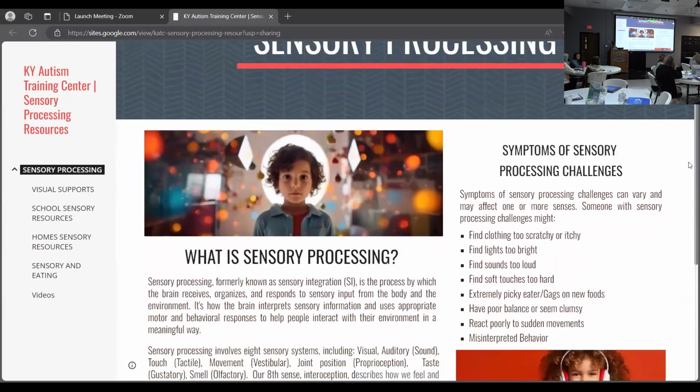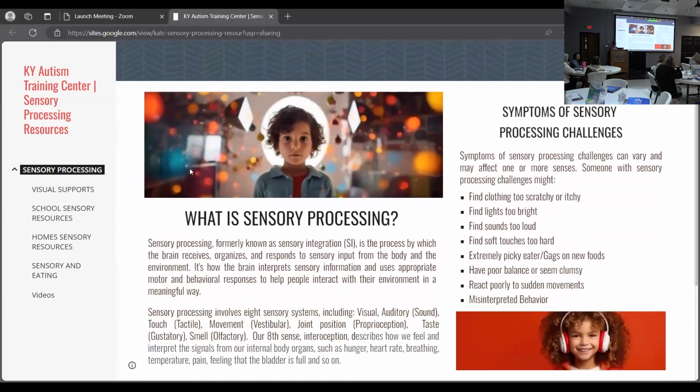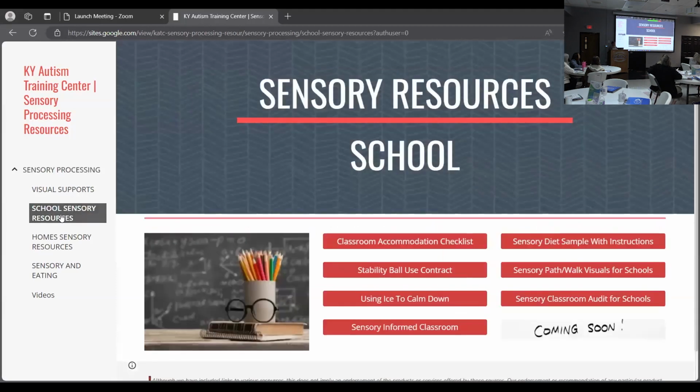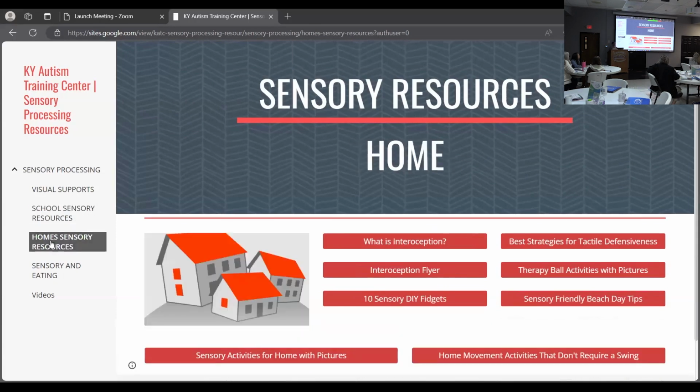If you go there, there's just general information. But if you go to the side, there are visual supports for supporting sensory. There are school sensory resources. And we've just started building this. But there you can find things like a classroom accommodation checklist, a sensory diet sample. You can find lots of different information that might support your students who have sensory needs. There's also information for home.